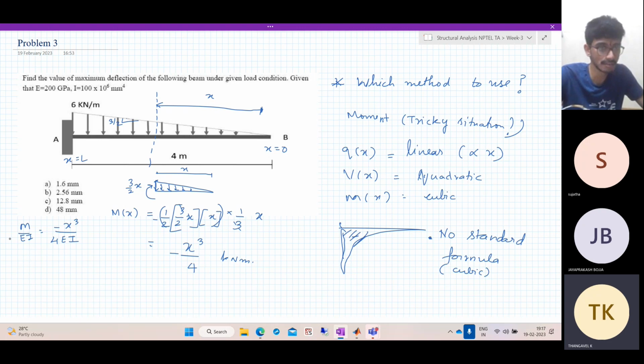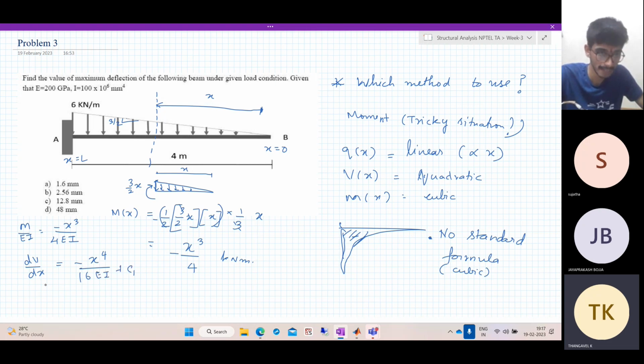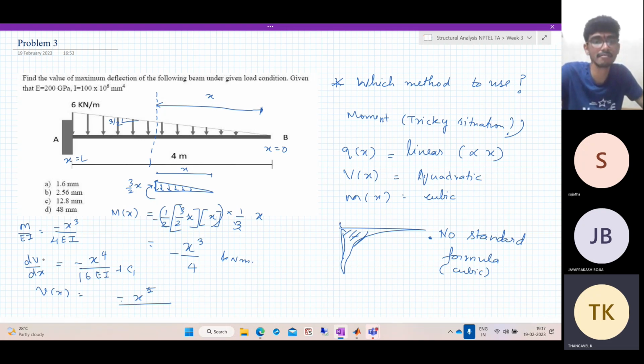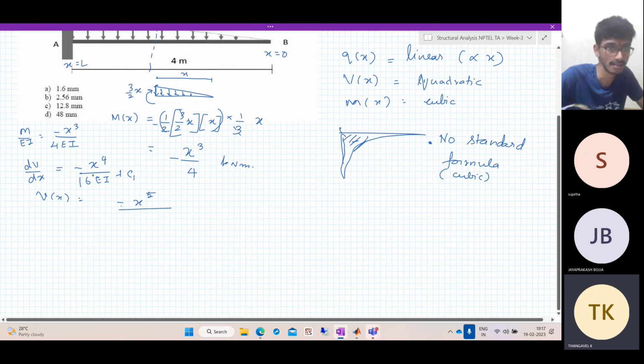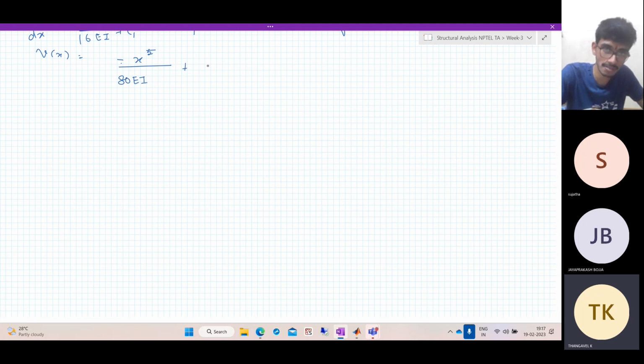This is equal to d squared v by dx squared. So what is dv by dx? Integrate this once. What do we get? Minus x power 4 by 16 EI plus integration constant C1. Integrated again, we get v of x as minus x power 5 by 16 fives are 80, so 80 EI, plus C1 x plus C2.